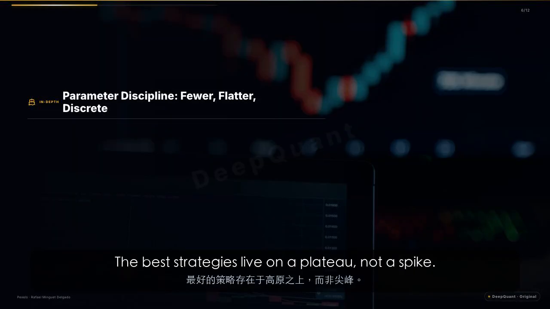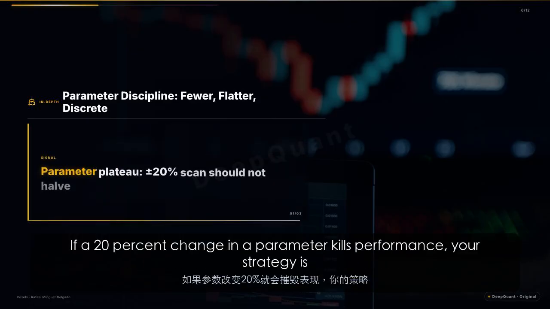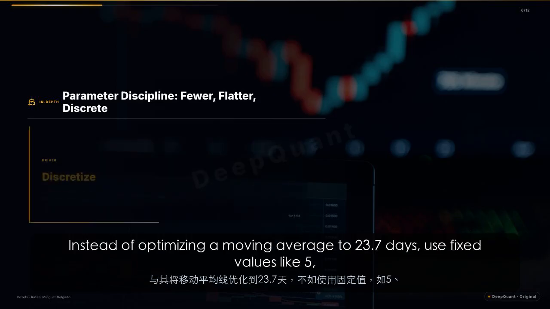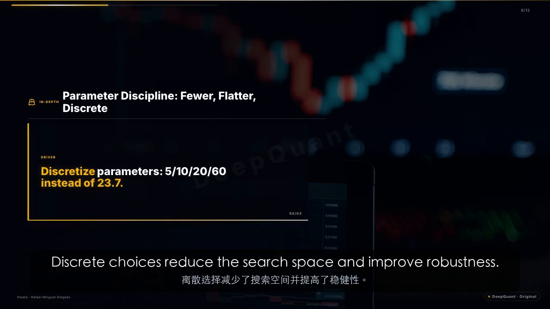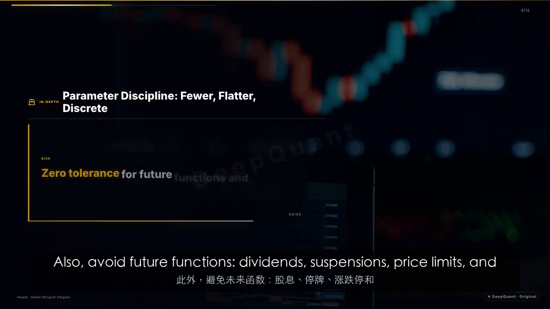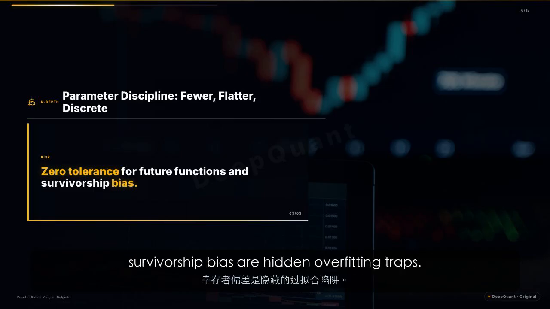The best strategies live on a plateau, not a spike. If a 20% change in a parameter kills performance, your strategy is fragile. Instead of optimizing a moving average to 23.7 days, use fixed values like 5, 10, 20, and 60. Discrete choices reduce the search space and improve robustness. Also, avoid future functions. Dividends, suspensions, price limits, and survivorship bias are hidden overfitting traps.